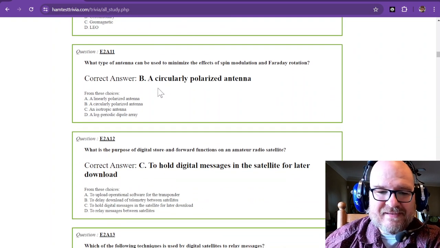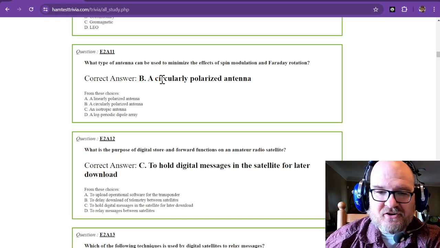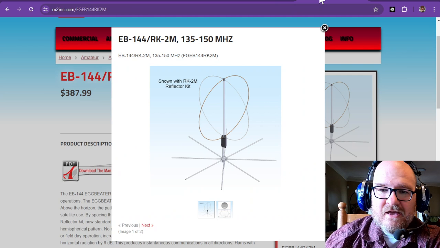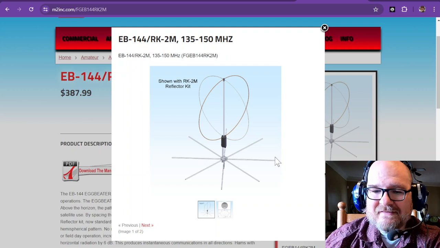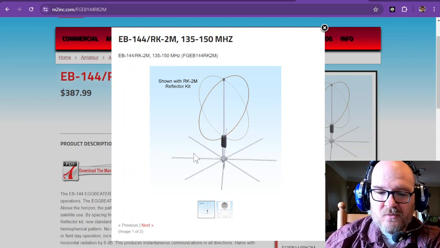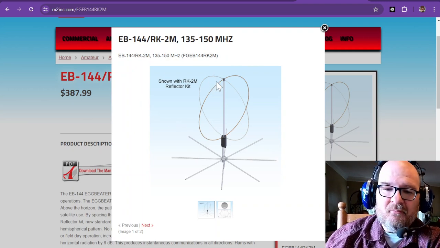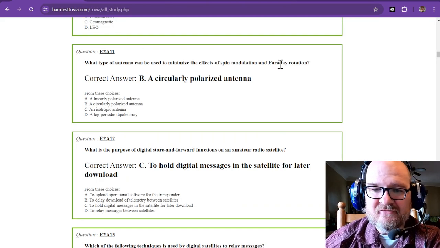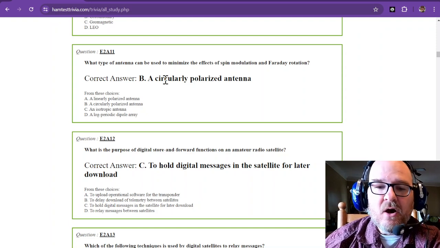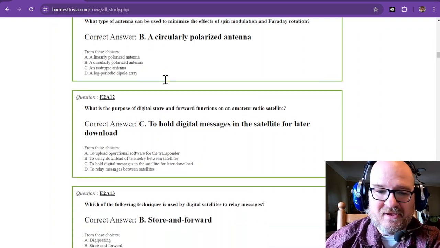Now let's talk about the antennas. What type of antenna can be used to minimize the effects of spin modulation and Faraday rotation? And that is a circularly polarized antenna. And over here, I'm not sponsored by M2. I'm just using their egg beater. On the horizon, it doesn't have circular polarization, but as it rises above that, it does have some circular polarization. So it can help with some of the fading of spin modulation and Faraday rotation. So those are circularly polarized antennas, and there are other types of other makes and models, so to speak.